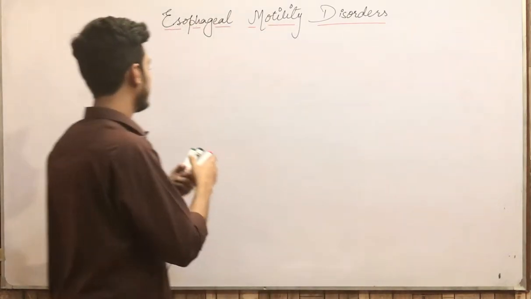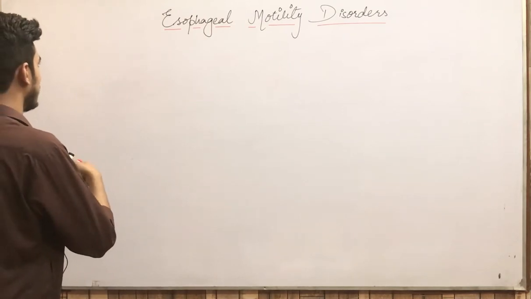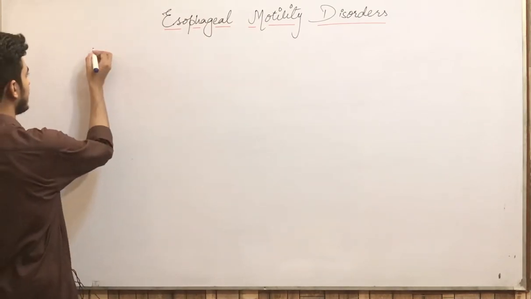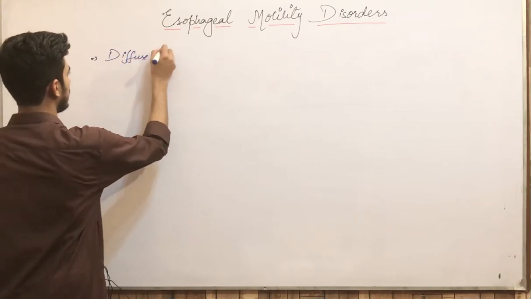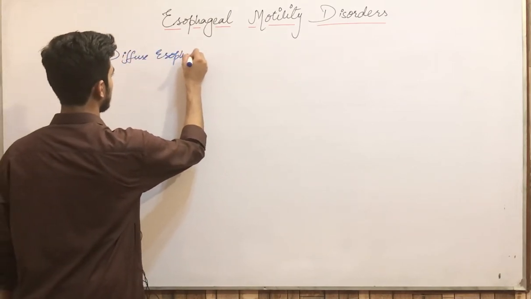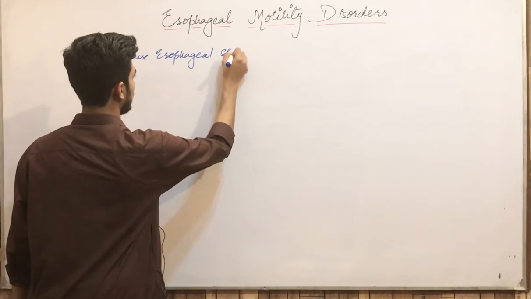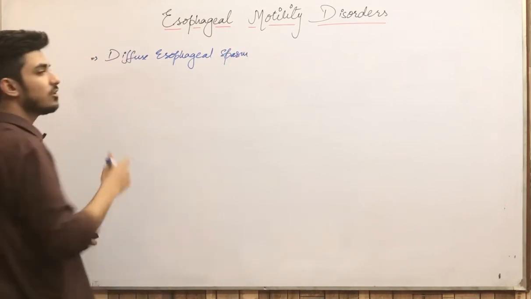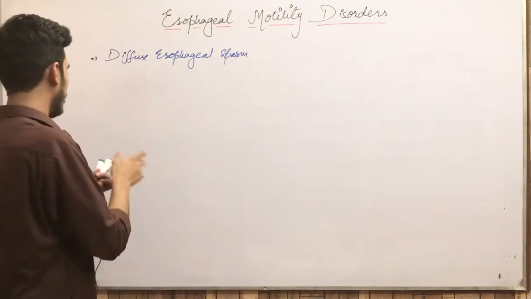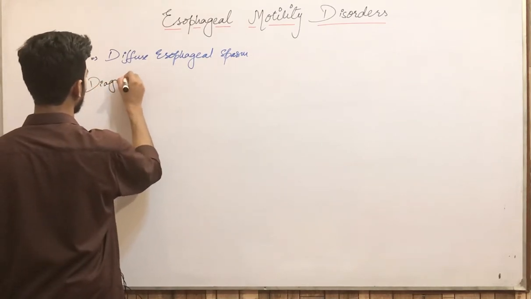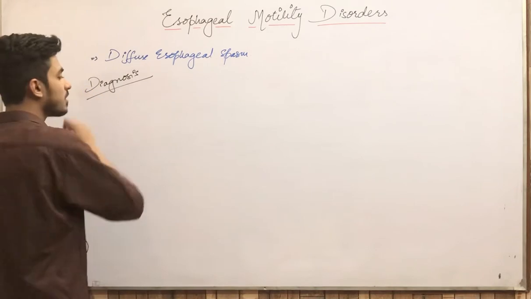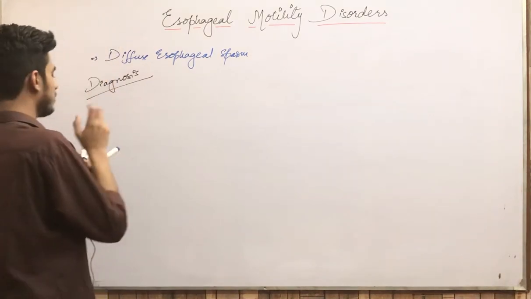Clear? So now we are moving on towards our second disease after achalasia, the diffuse esophageal spasm. Now I am going to tell you the management of this. In the management there are two things: one is the diagnosis, then we have the treatment. So how will you diagnose diffuse esophageal spasm?